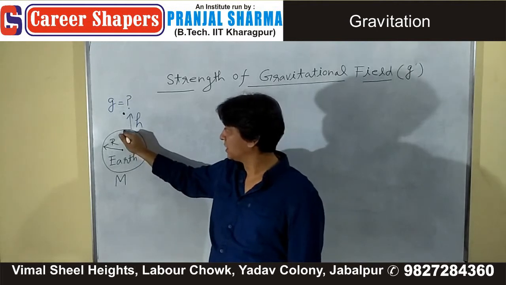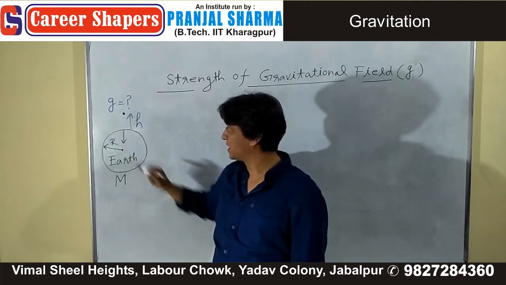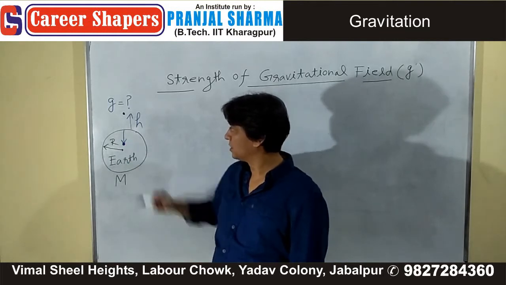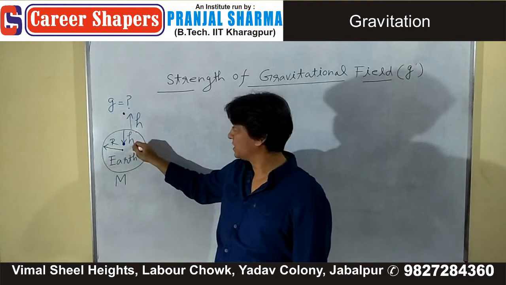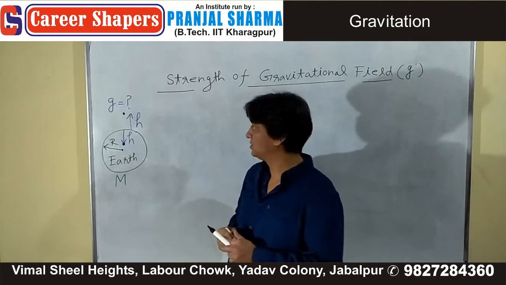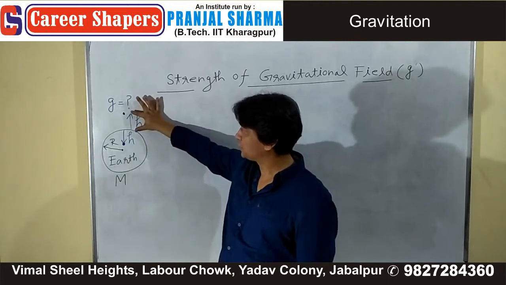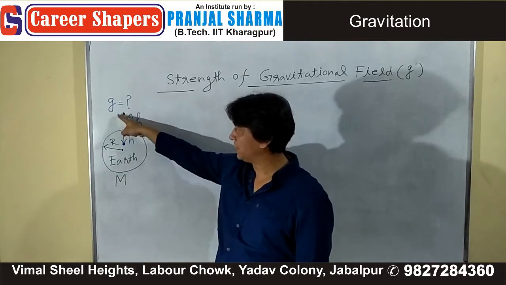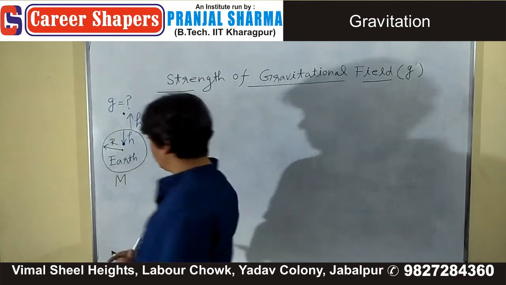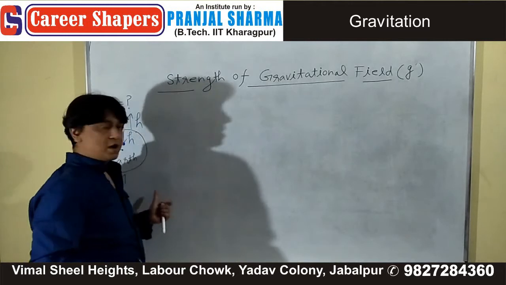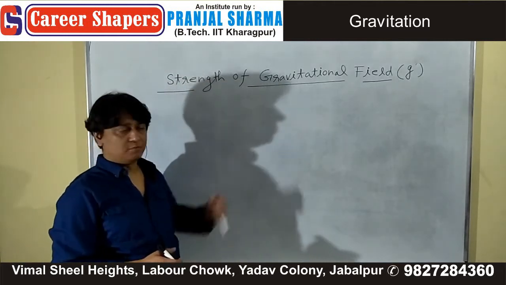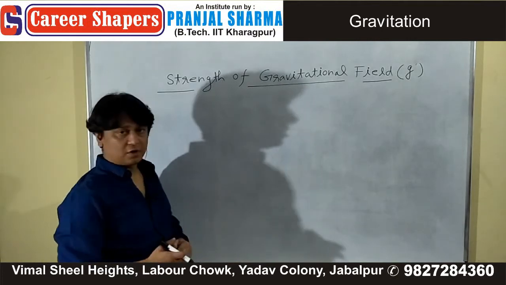Similarly, in the next part, we will find gravitational field at this point. This point is below the surface of Earth, again at some height h. So this is h, this is also h. We need gravitational field at this point, and at this point. Now, there are a few things which you must understand first before we start calculating g for Earth.